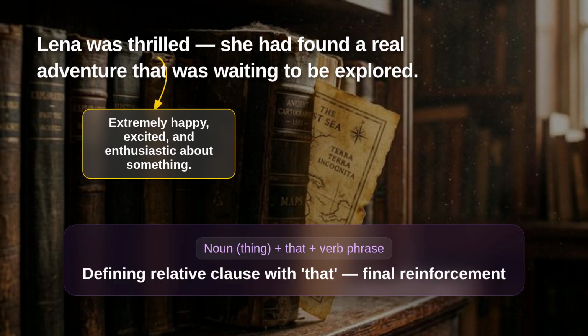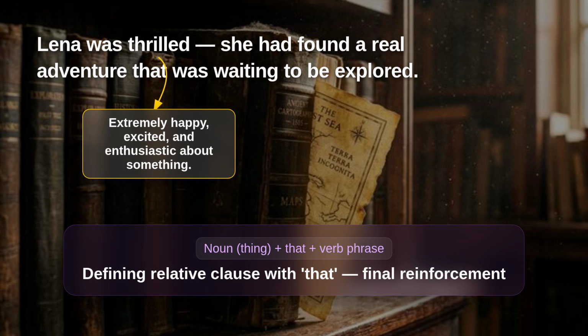Now, the grammar. Our final sentence gives us one more that clause, an adventure that was waiting to be explored. Which adventure? Not just any adventure, the one that was waiting to be explored. And notice waiting to be explored uses the passive voice in a very natural way. The adventure is not exploring. It is being explored by someone.